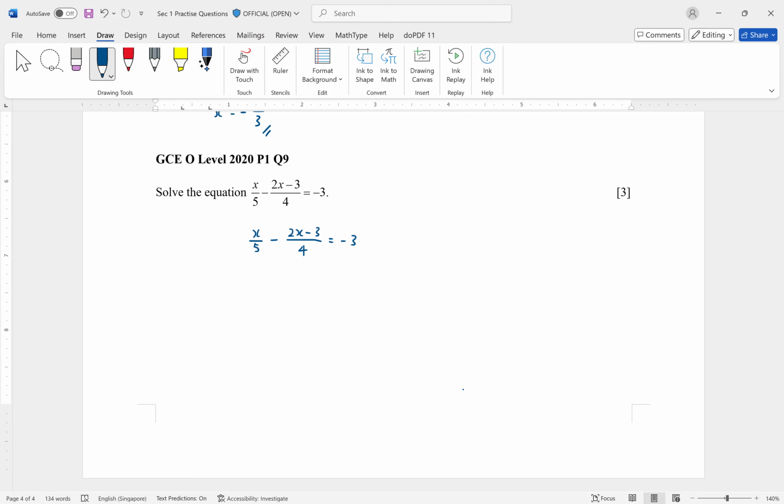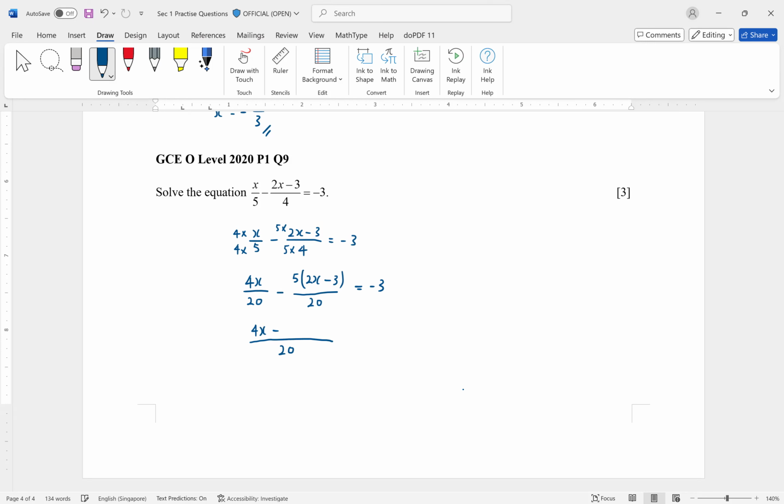In order to combine fractions, we need to make them have the same denominator. So we will times 4 and then times 4. Then for this one, we will have to times 5 and then times 5. So now we will have 4x over 20 minus 5. Remember to put a bracket, because when you times 5 it means you are multiplying 5 to the whole term. So 5 times the whole term over 20. The right side is still negative 3. Once the denominator is the same, we can combine them together already.